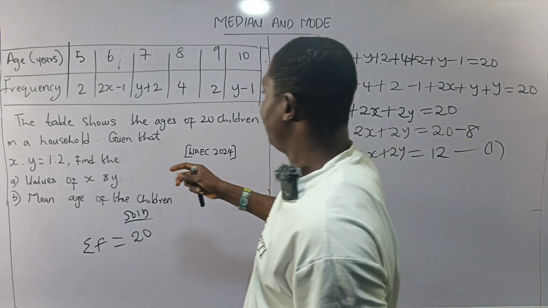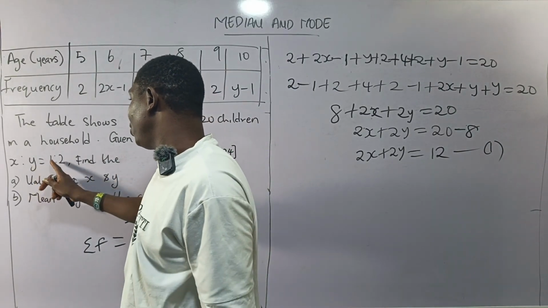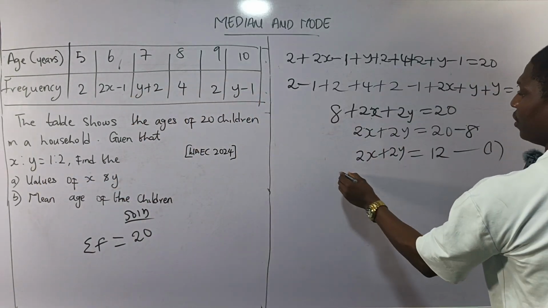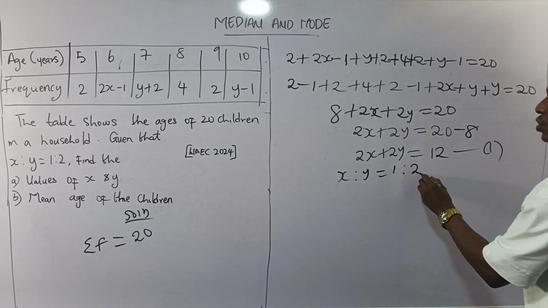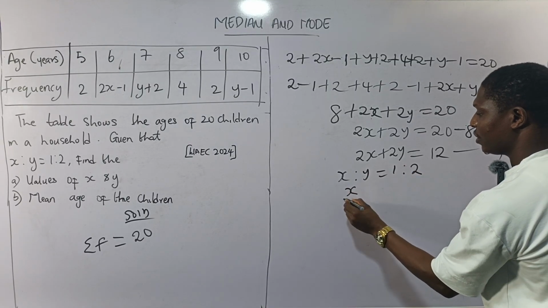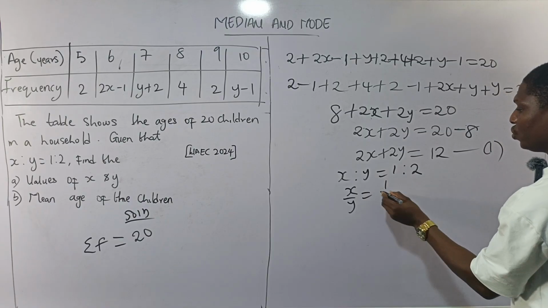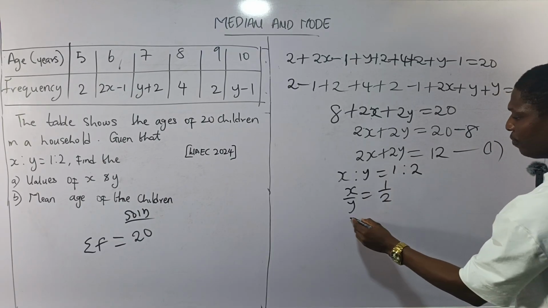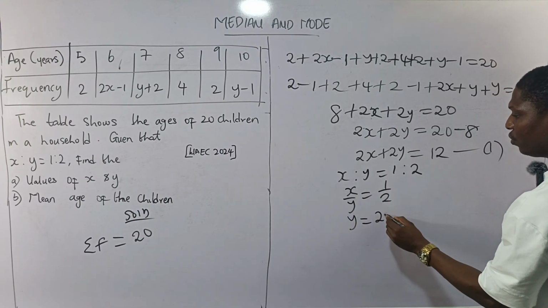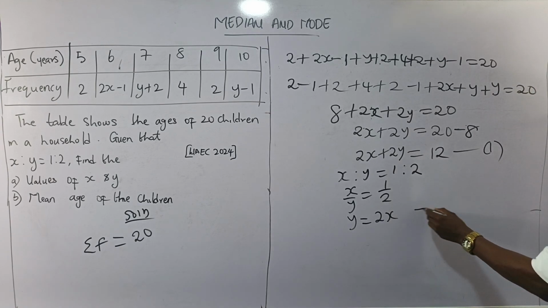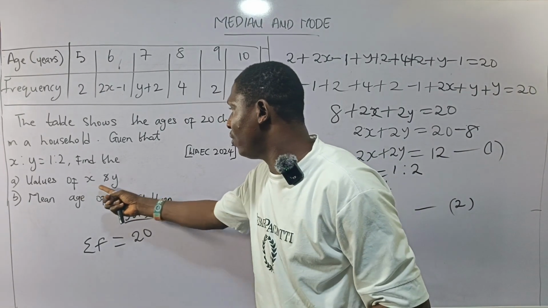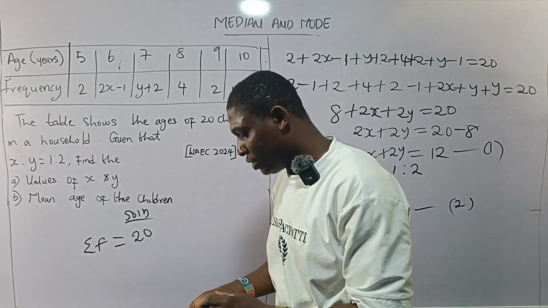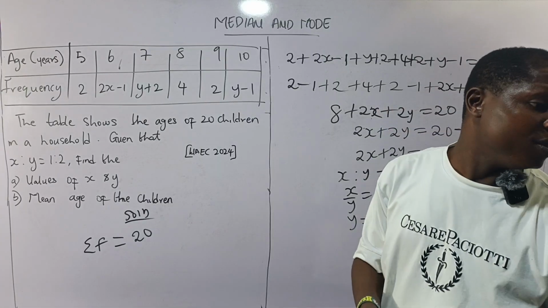But they said, given that x ratio y is equal to 1 ratio 2. So x ratio y is the same thing as x over y equals 1 over 2. If I cross multiply, I will have y equal to what? 2x. This can be taken as equation 2. So we'll solve our simultaneous equations. Remember, we are asked to find the values of x and y and also find the mean age.